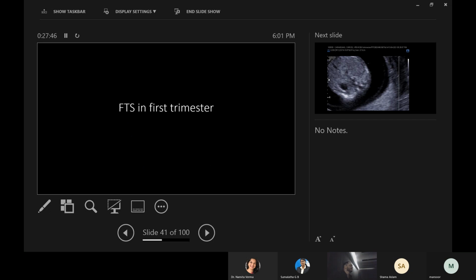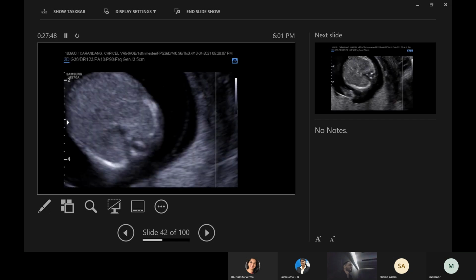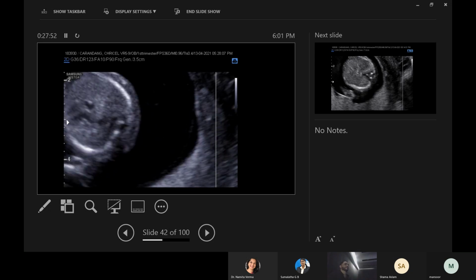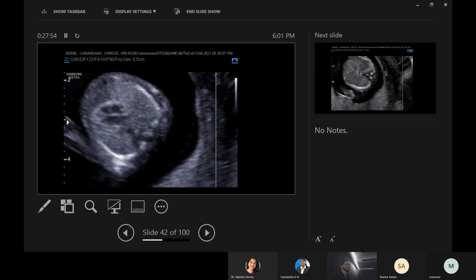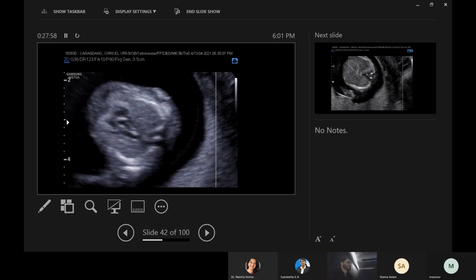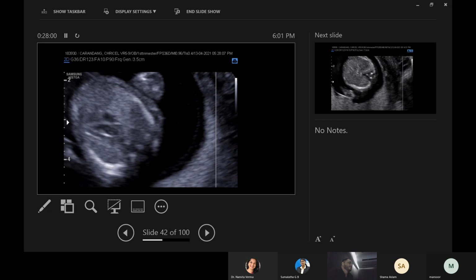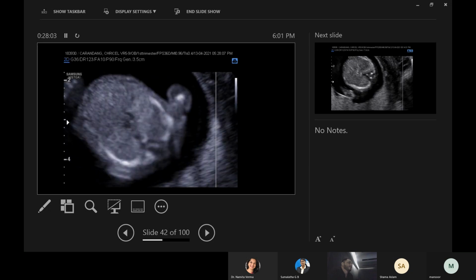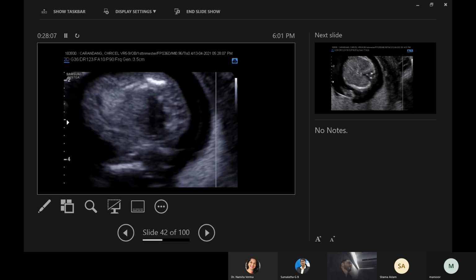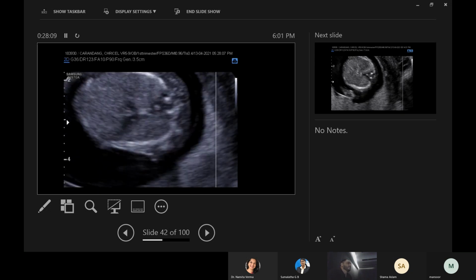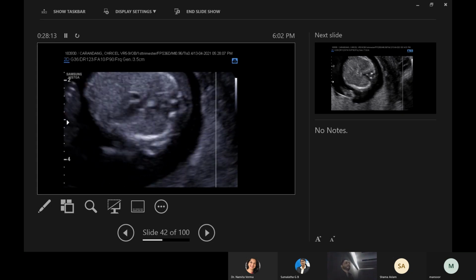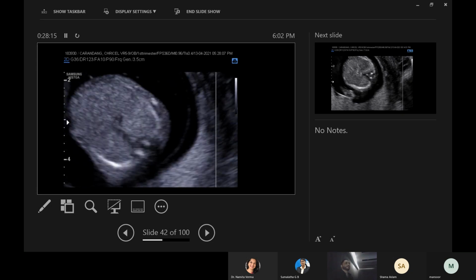So not only in the second trimester, this fetal trace spot technique can be applied in the first trimester as well. This is an 11 to 12 weeks baby, maybe around 12. So you are seeing the four chamber view, and then as we move up and make the probe oblique, we see the aorta, the pulmonary artery. The arteries are going into the descending aorta, the crossover of the arteries.